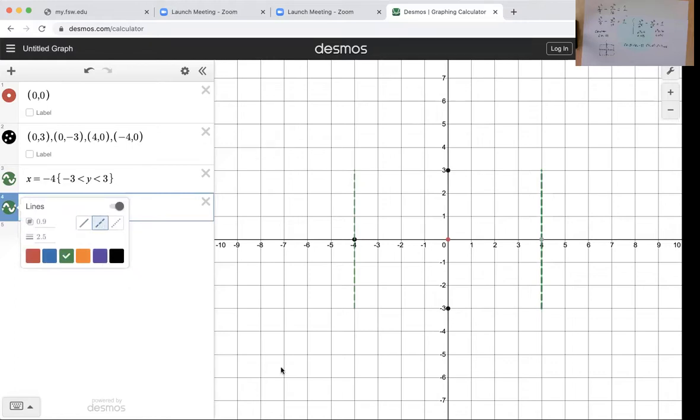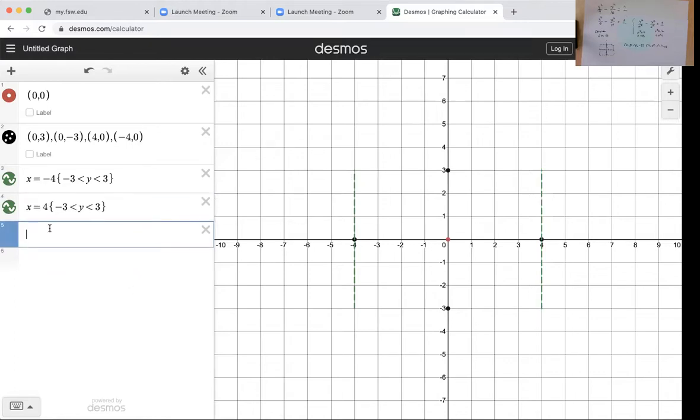And then y equals 3, y equals negative 3. So y equals 3 as x ranges from negative 4 to 4. And same thing with negative 3. So this is our box.